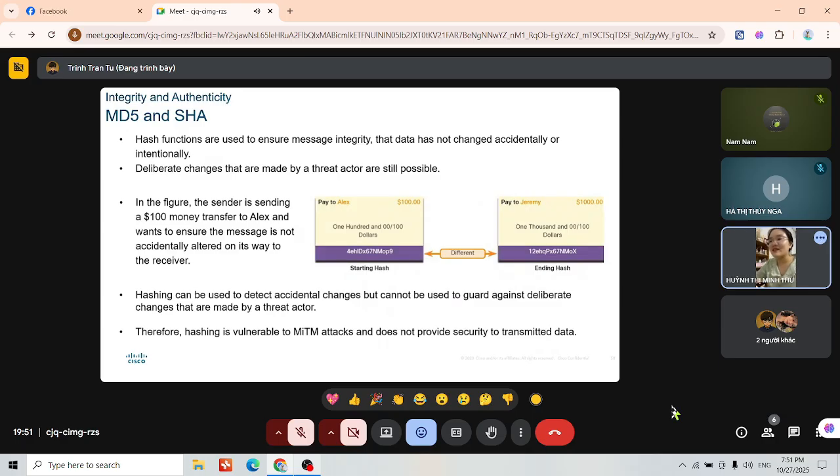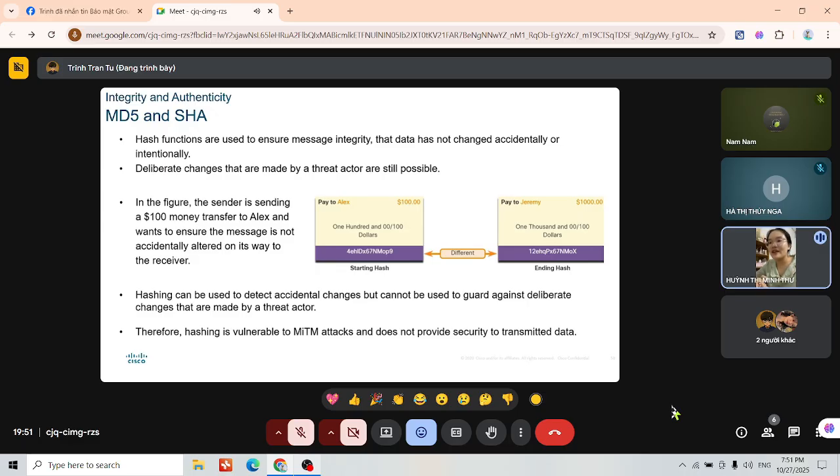And the next contains that is MD5 and SHA hash functions, which are used to ensure message integrity, that data have not changed accidentally or intentionally. Deliberate changes that are made by threat actors are still possible.